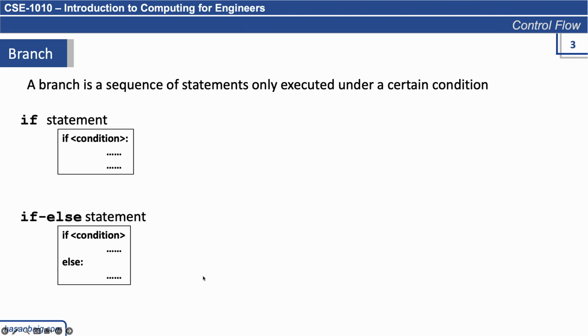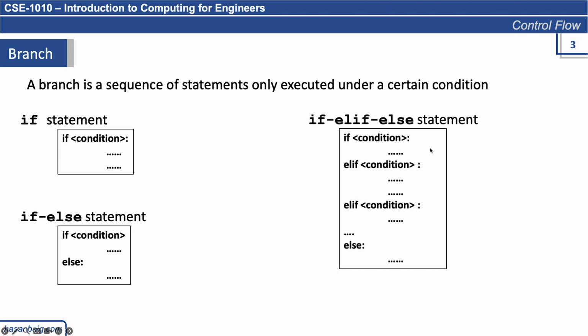Then we have another structure which checks conditions in a sequence. If the condition is satisfied, it executes this piece of code. If the condition is not satisfied, it will check another condition written next to the first one. If this condition is satisfied, it executes this block of code, and so on and so forth until it reaches the else block. If neither of these conditions is satisfied, it executes whatever we have written in the else block.